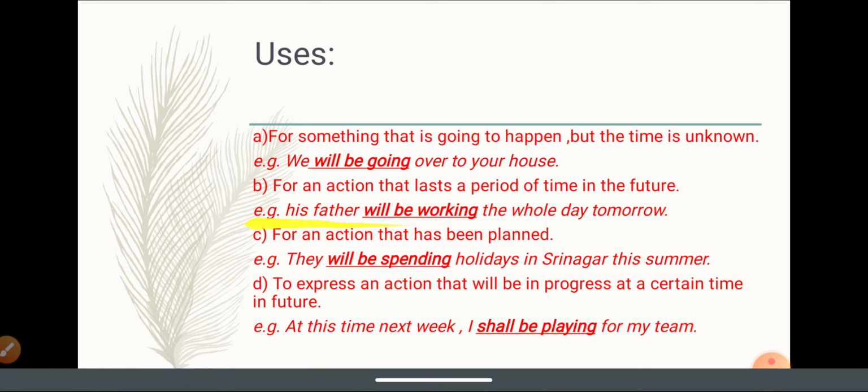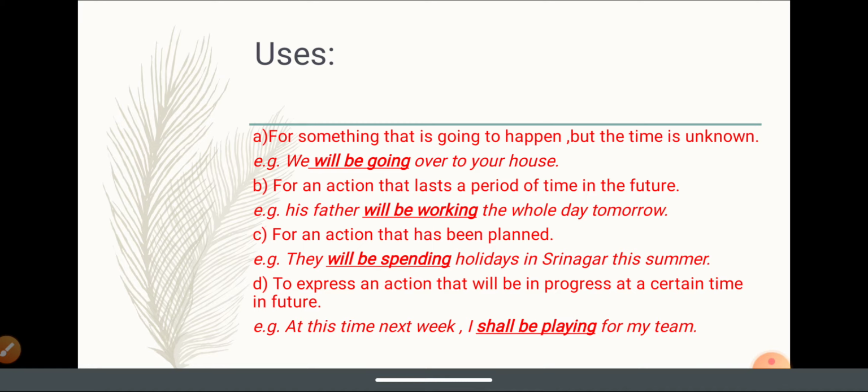Also such sentences are called future continuous tense. For an action that has been planned, so they will be spending holidays in Srinagar this summer. So in the coming summer, in the future, it is expected what they will be doing during holidays, how they will be spending their holidays in the coming summer.